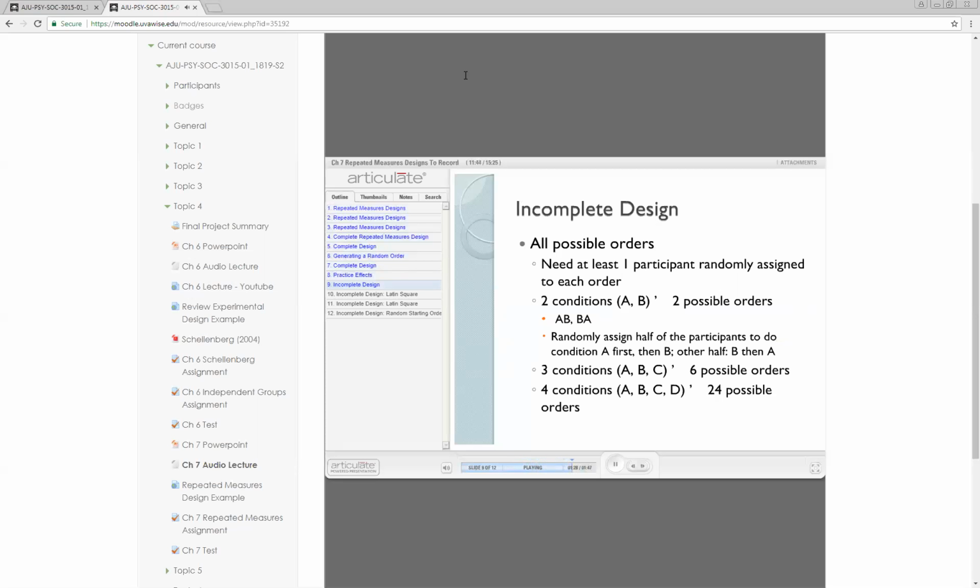If you have 4 conditions, there's 24 possible orders. So some people see A and then B and then C and then D. Other people see A and then B and then D and then C. And again, we want every possible combination of these orders. So if you have a lot of conditions, this gets out of hand pretty quickly. There's a couple other strategies.